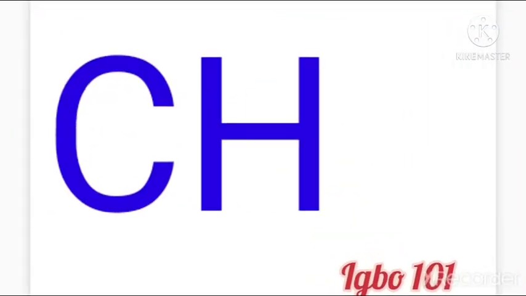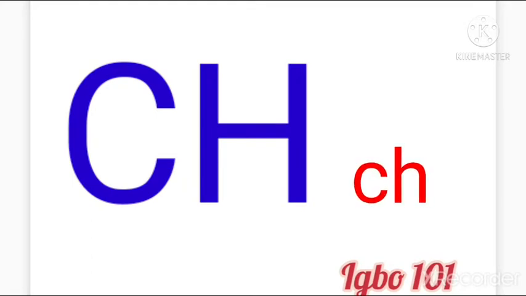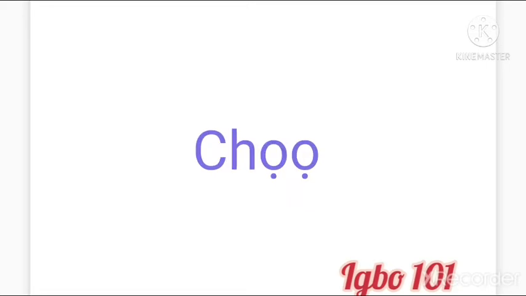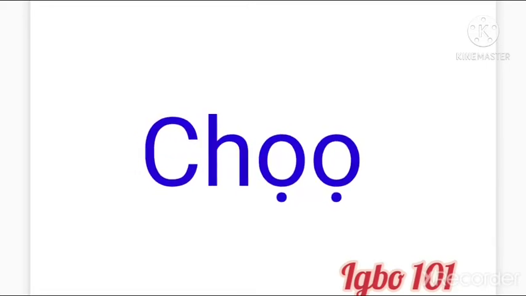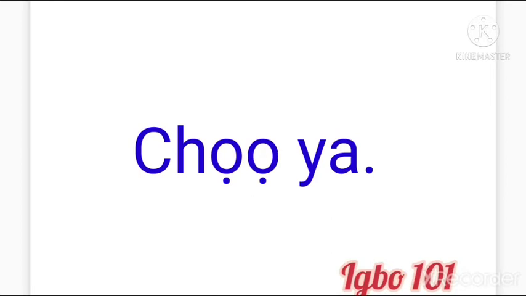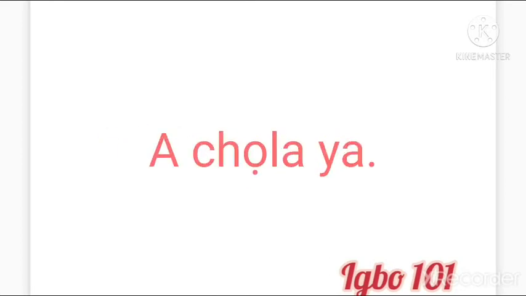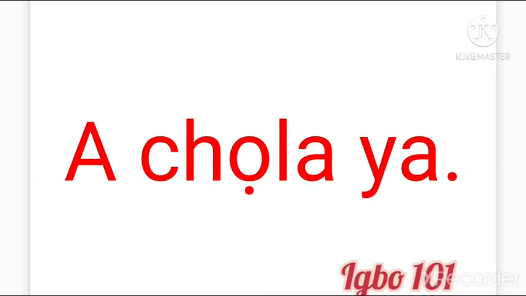So we're going to look at the alphabet after B, which is chi. So we have cho. Cho is the command, search. Choya, search for it. With the a plus la, you have acholaya. Don't search for it. Acholaya.